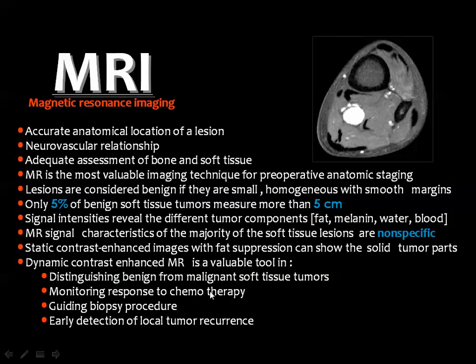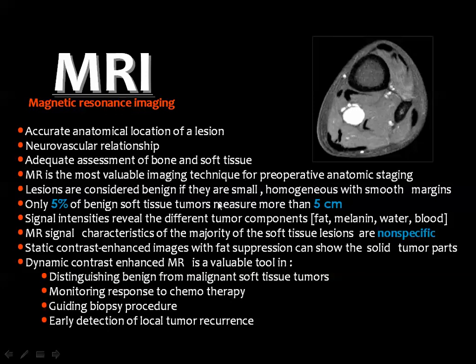Then MRI is very good for accurate anatomic localization of the lesion and also to delineate the relation of the tumor to the neurovascular bundle and evaluate accurately the relation of the tumor to the adjacent bone. And MRI is very important in preoperative anatomic staging of the tumor.